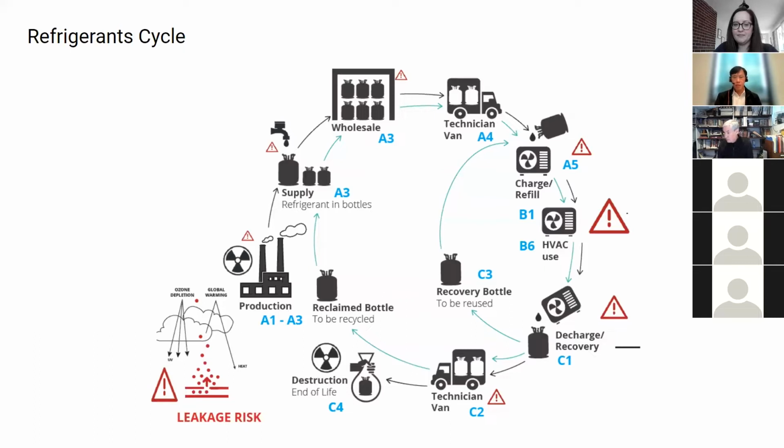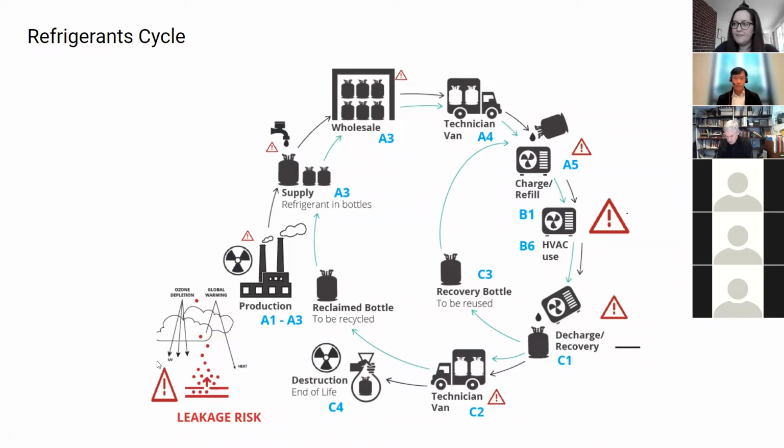Now, what you're looking at on the screen is the whole life cycle of refrigerant, from production in the factory to transportation, to the in-use portion and end of life, and then the recycle. There are these blue alphabets and numbers in this cycle, and they refer to the EN 15978 standard.